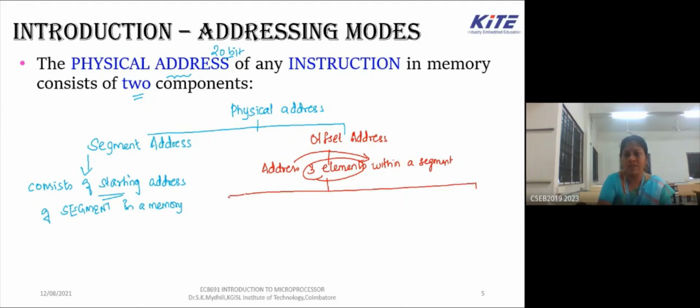So the first one is your displacement, the second one is your base, and the third one is your index. So what does this displacement do? Displacement is nothing but an 8-bit or a 16-bit immediate value.